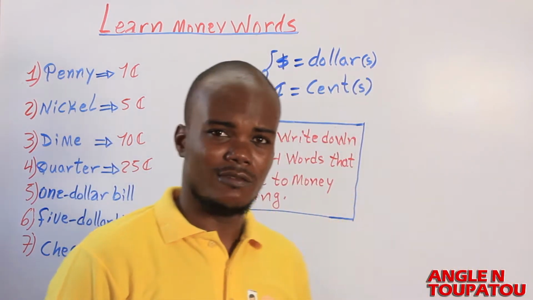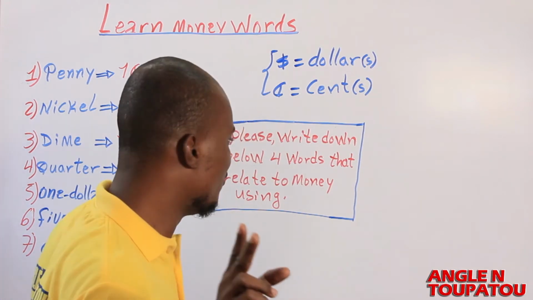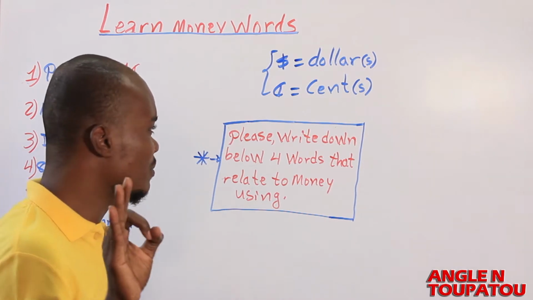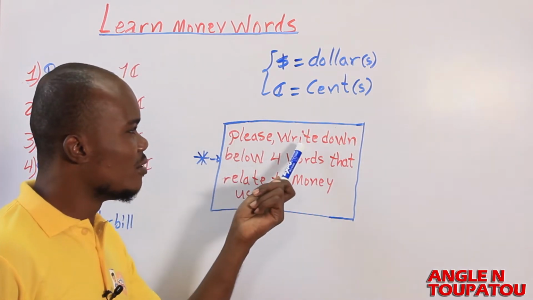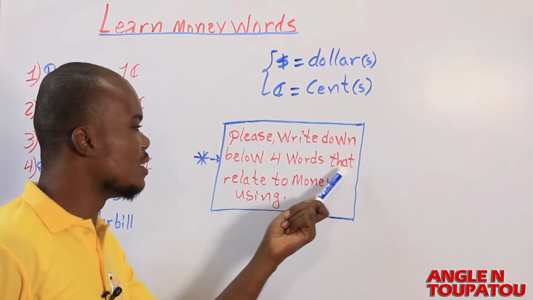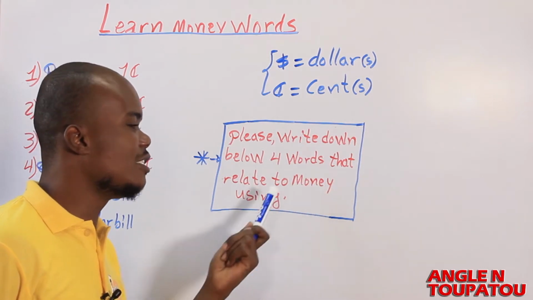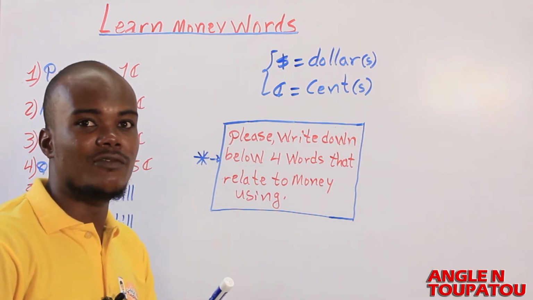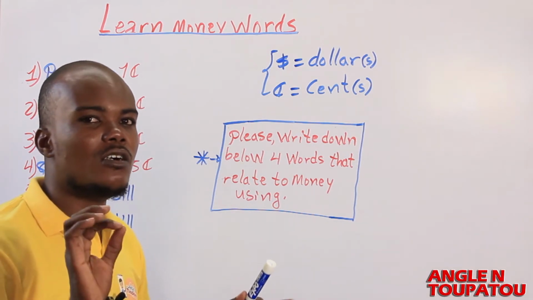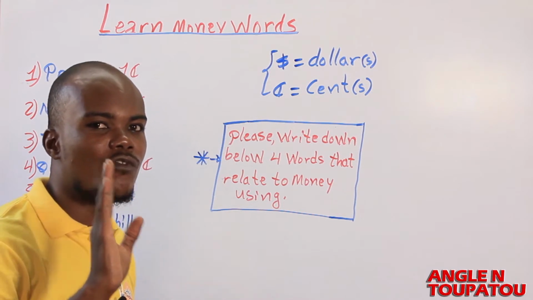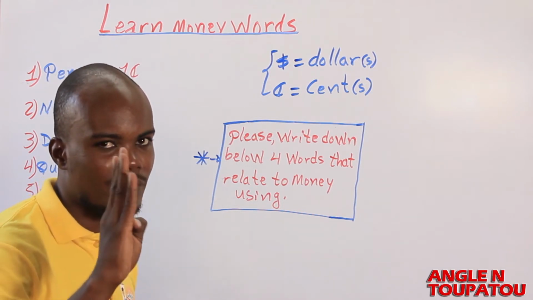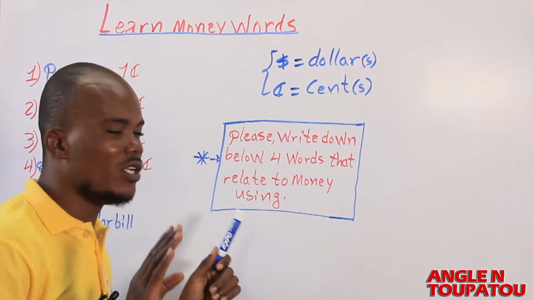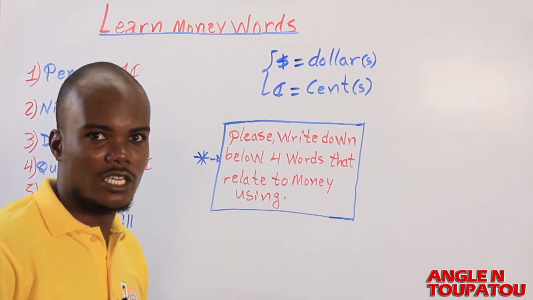I have something very interesting you have to do for me while watching the video. Please write down below four words that relate to money. You have to write below four words, four vocabulary words related to money. Quatre vocabulaires qui ont rapport avec l'argent dans le commentaire.